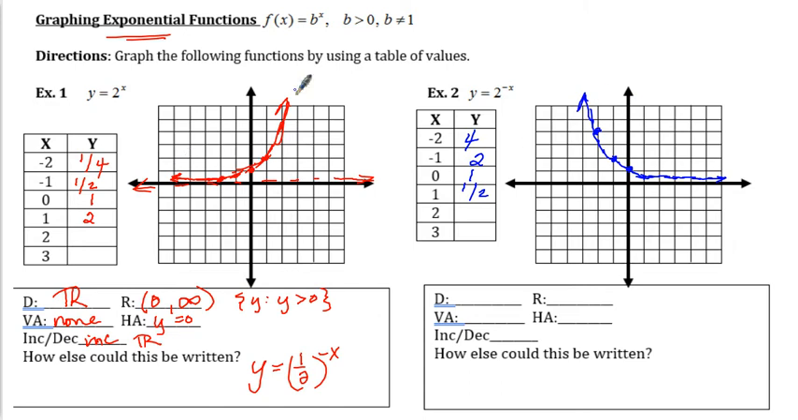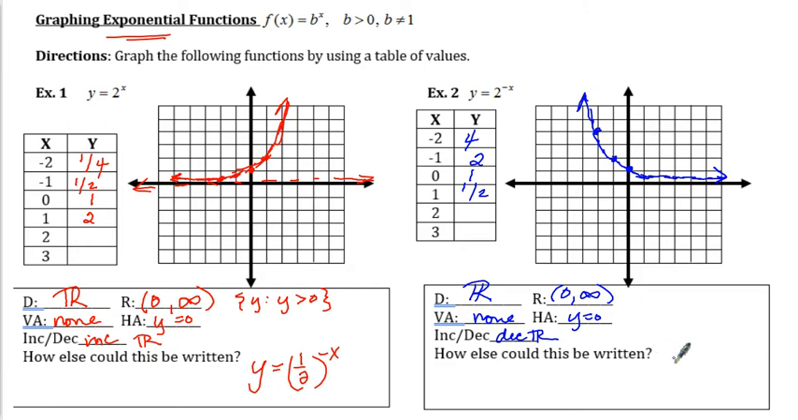This red one was called exponential growth. This blue one is called exponential decay. Left to right, it's getting smaller and smaller. The domain is still all real numbers. The range is still 0 to infinity. There is no vertical asymptote. The horizontal asymptote is still y equals 0. It's going to get close to 0 but never cross. It's always decreasing across all real numbers.